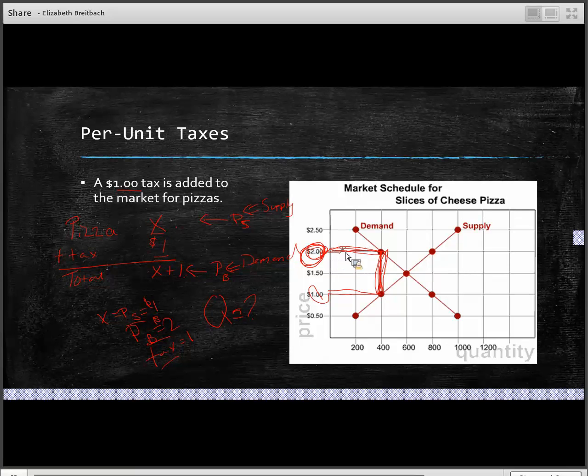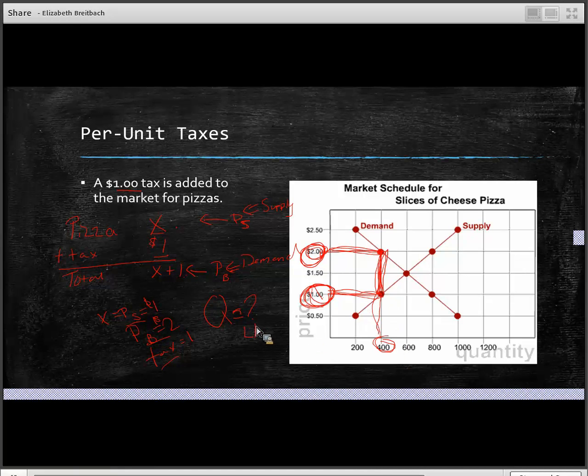Well, where do we hit the supply curve? We hit it right here, 400. So the amount of pizzas bought and sold in the market is 400. The price buyers pay went from $1.50 to $2, so the price went up. The law of demand tells us that as price increases, the quantity demanded decreases.